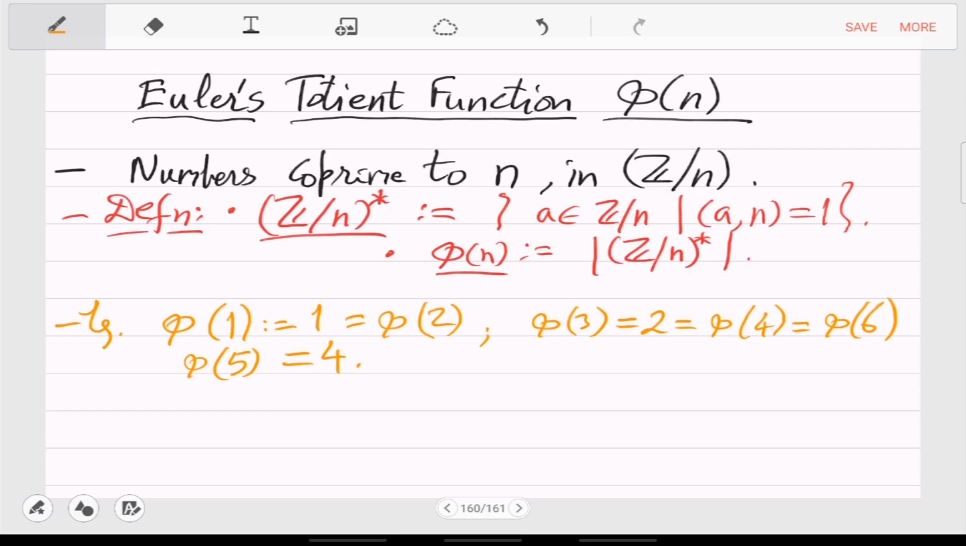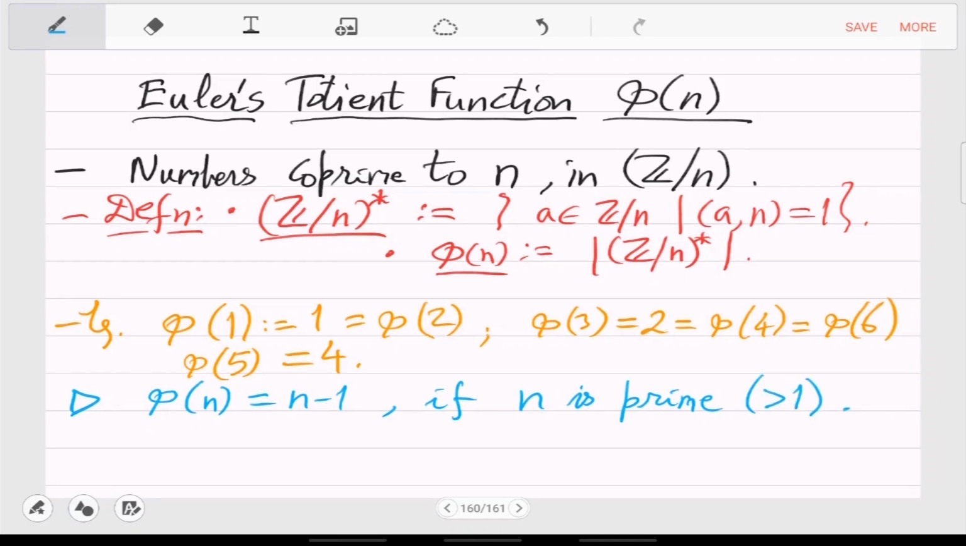So this is enough experience for you. With this experience, you can immediately prove that phi of n is n minus 1 in what case? Yeah, only when n is prime. And we always assume n greater than 1. So for n equal to 2, this is correct, and n equal to 3 and so on. Right, because if n is prime, then everything is co-prime except 0. So there are n minus 1 elements.